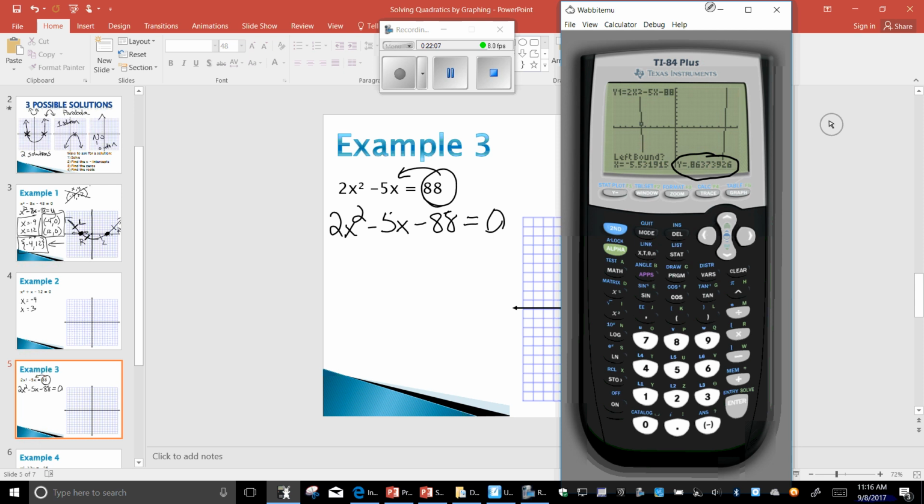Okay? So left bound is going to be above. So click enter. Right bound is going to be below. And click enter again. So you get negative 5.5.